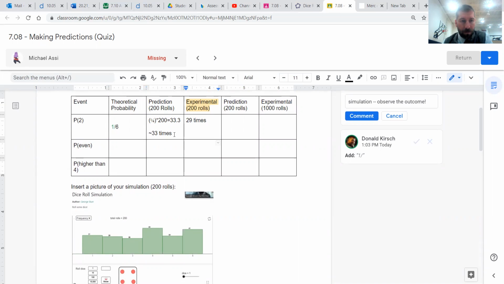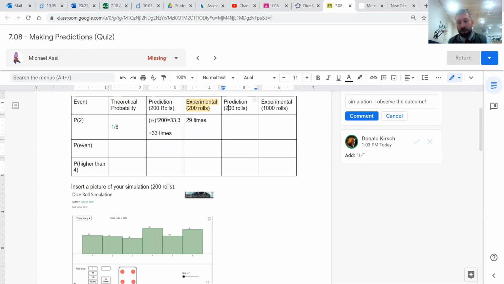And hopefully what you notice is that your prediction, although it might not be perfect, is a pretty good measure for how close we're going to get on our experimental or our simulation. 33 times versus 29 out of 200, those numbers are pretty close to each other. So our predicted value using our theoretical probability was very useful. So you're going to go through and finish these three columns using your simulation.